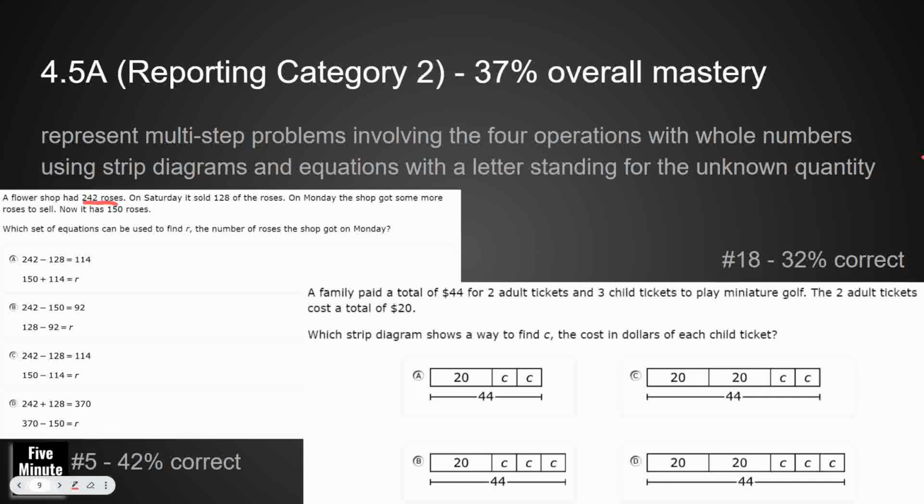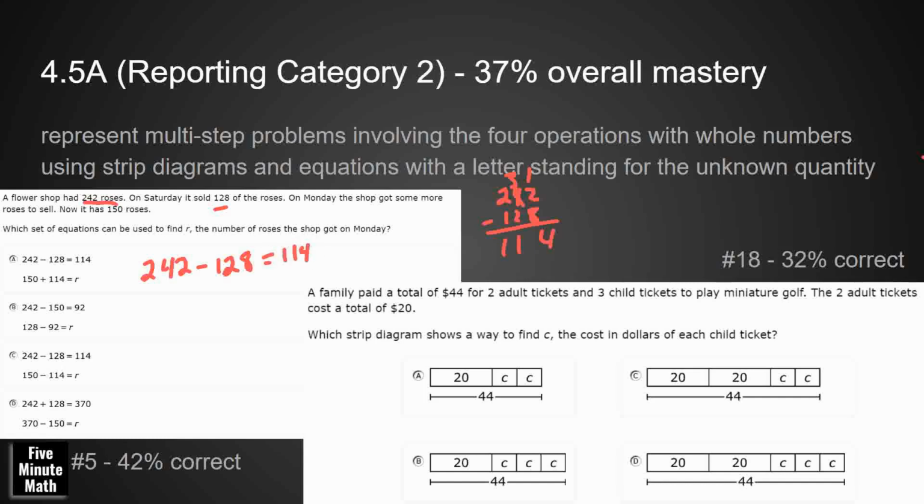roses. And it sold 128, right? So we're going to subtract those two, right? So we've got 242 minus the 128 because you sell it. We actually need to go ahead and do that, so let's do it vertically. 242 minus 128. That's going to be 114. Okay, so that gets you your 114.